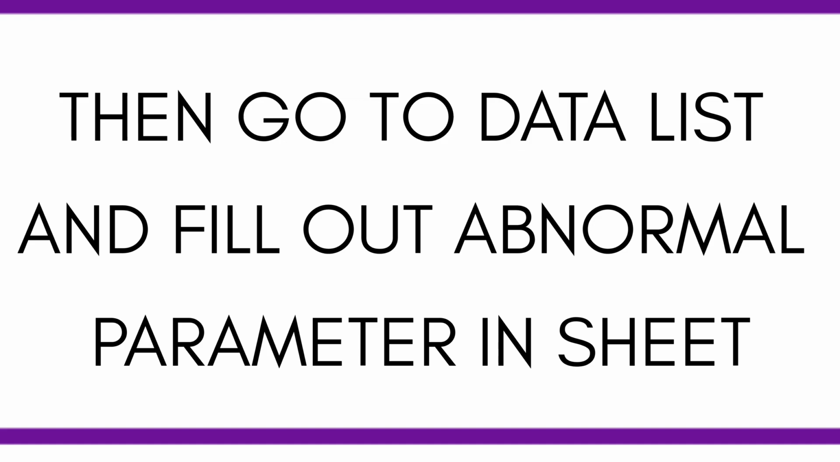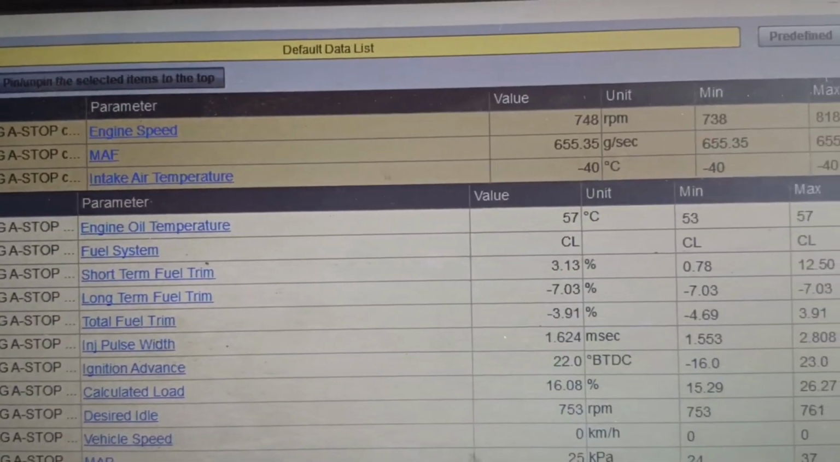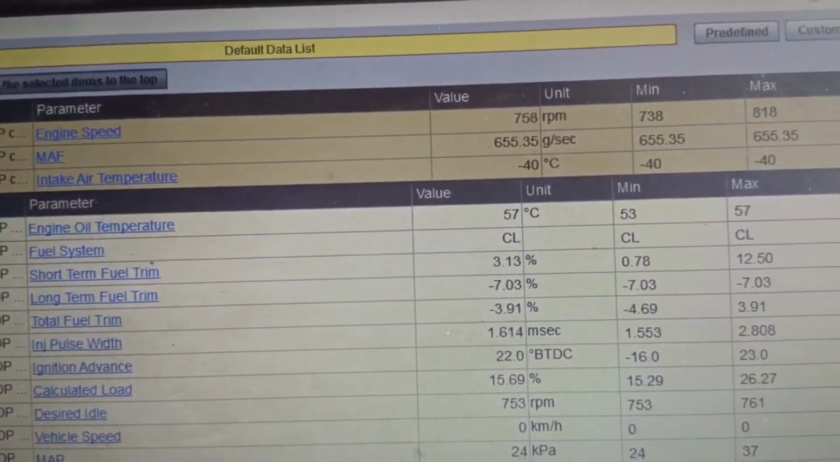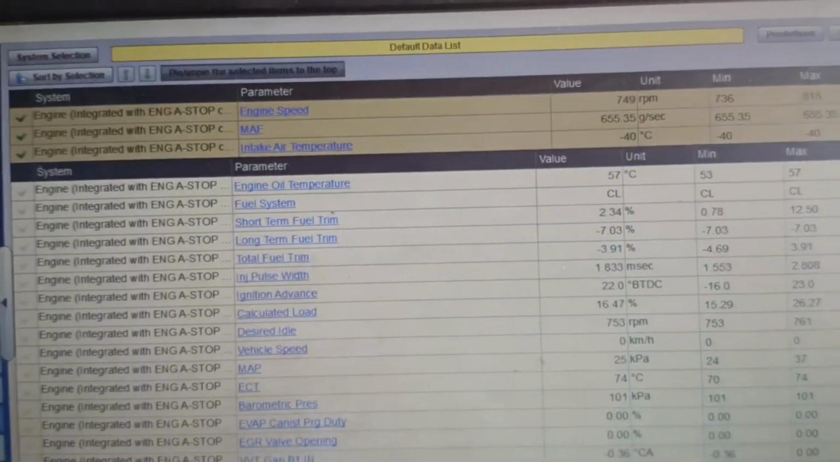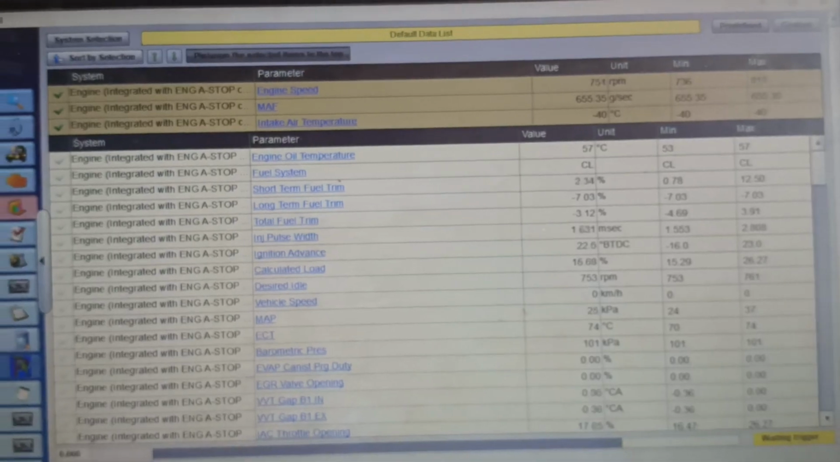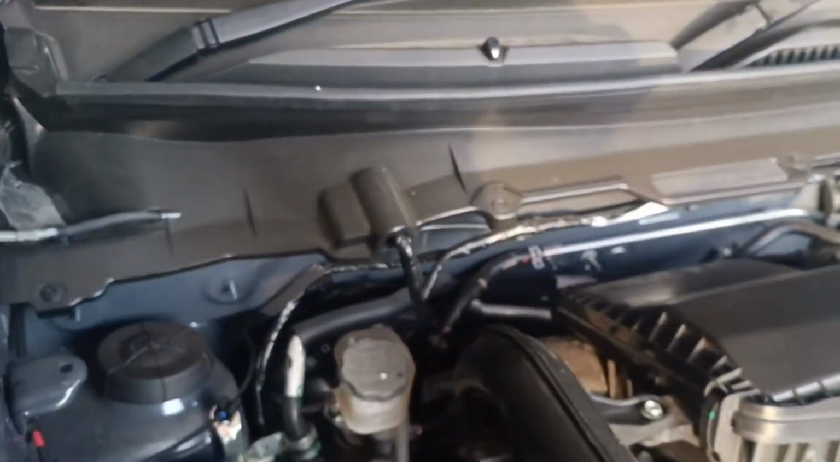Then next step, check the data list. Check the data list regarding the detected DTC and fill out the abnormal parameter. In the data list, select MAF and IAT sensor. First select MAF, IAT and engine speed. Then we need to start the engine. Start the engine.